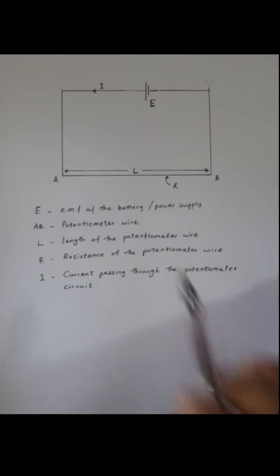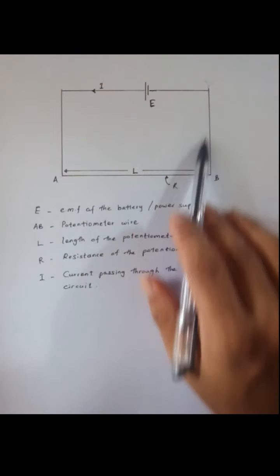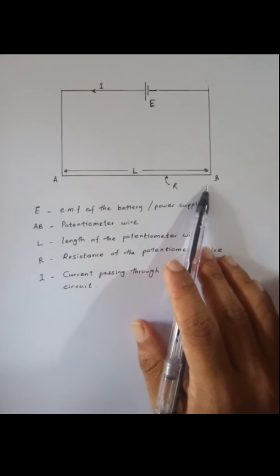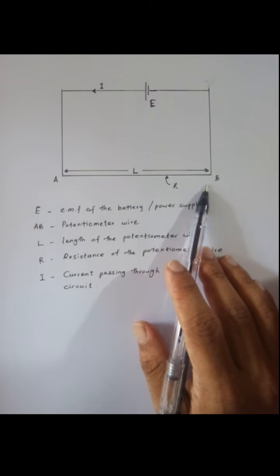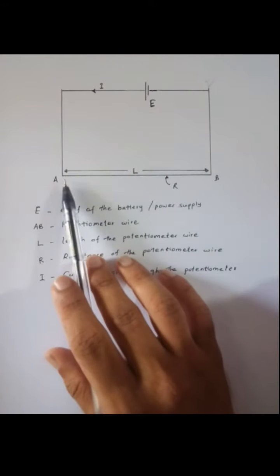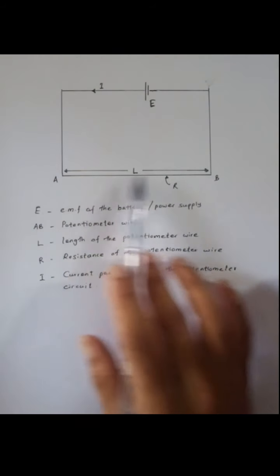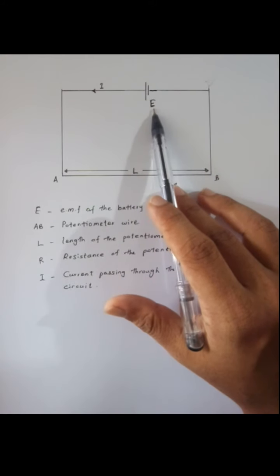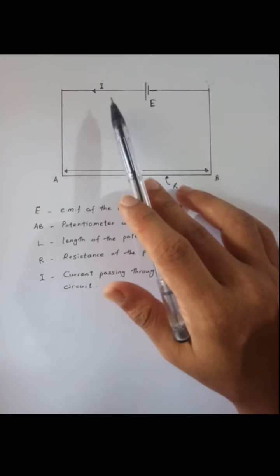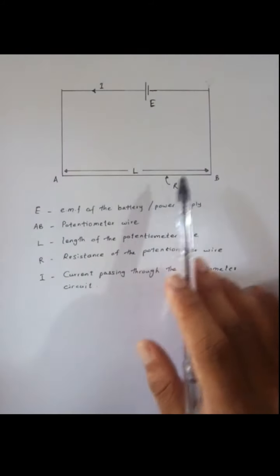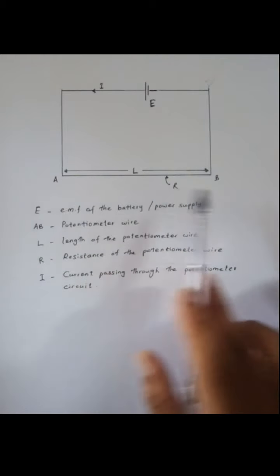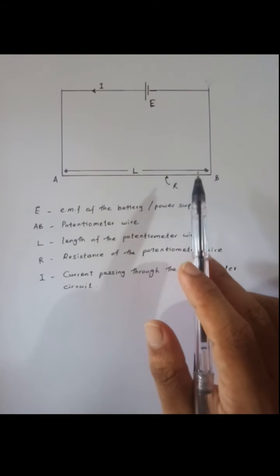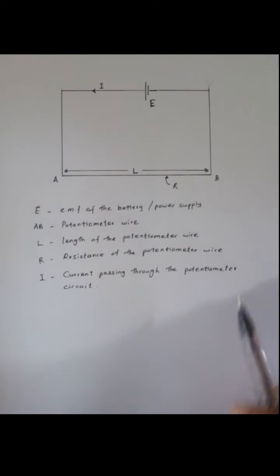As you can see here, this part is totally conducting, that means no resistance or potential drops, but this is the potentiometer wire AB, and it has a resistance. Therefore this EMF, this potential, drops through this wire. So the total potential difference across this AB wire is capital E, where E is the EMF of this battery or the power supply, and capital I is the current through this potentiometer circuit. AB, as I told you, is the potentiometer wire, capital L is the length of the potentiometer, and R is the resistance of the potentiometer.